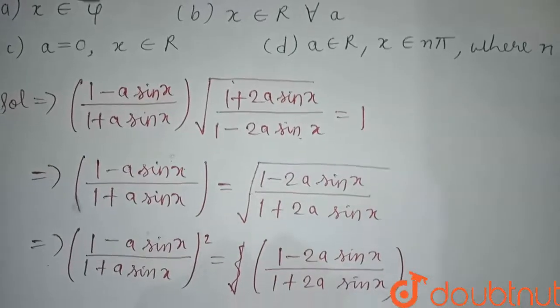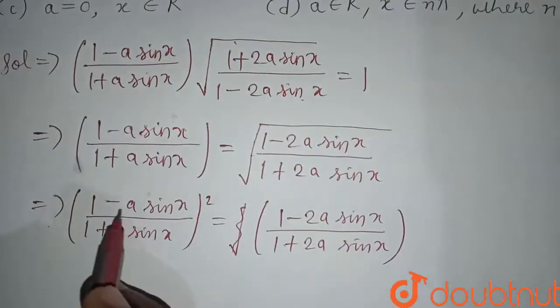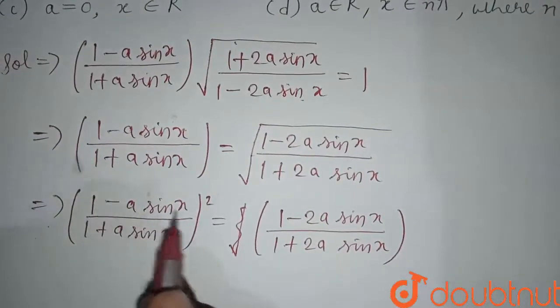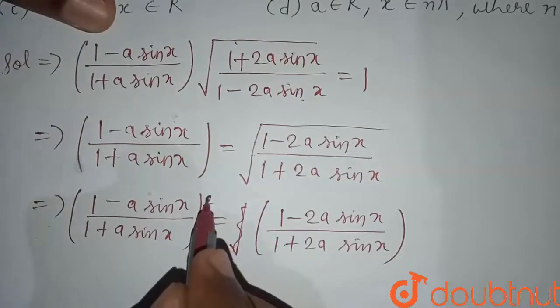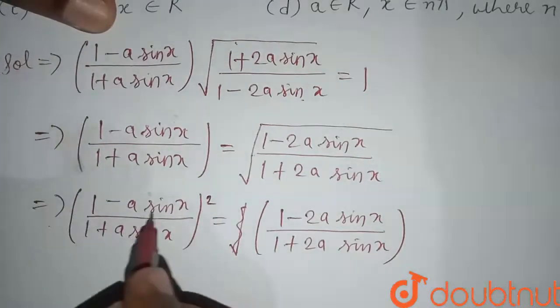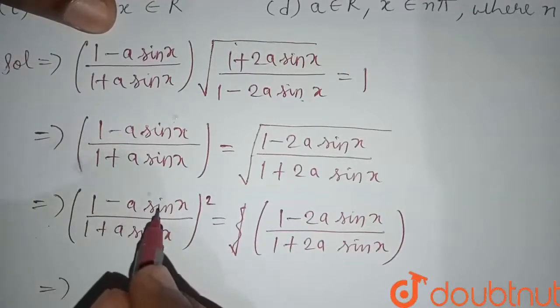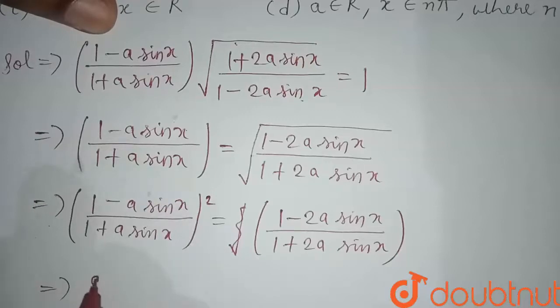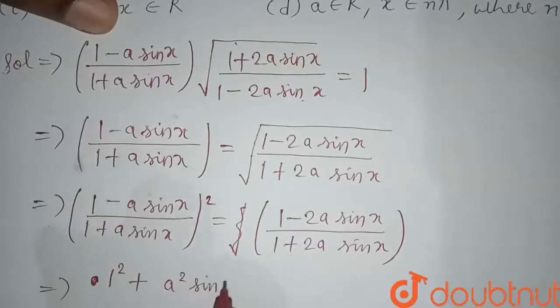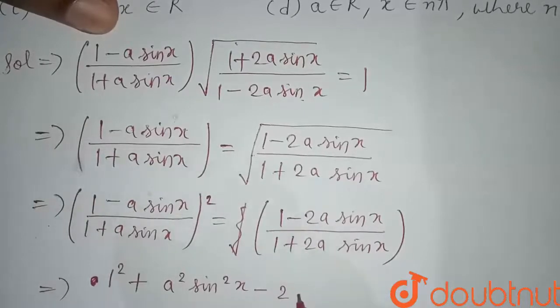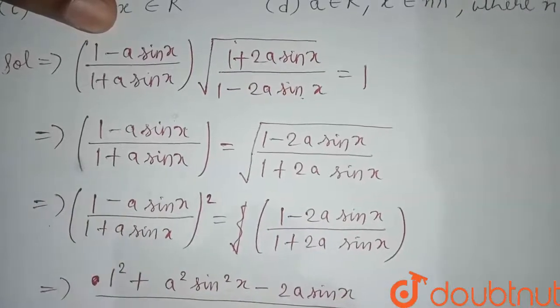Now in the numerator we'll apply the formula of (a minus b) whole square. As it is the square of the whole, we apply the formula separately: a squared is 1 squared, plus b squared, which is a squared sin squared x, minus 2ab, where a is 1 and b is a sin x, and it is divided by this term.